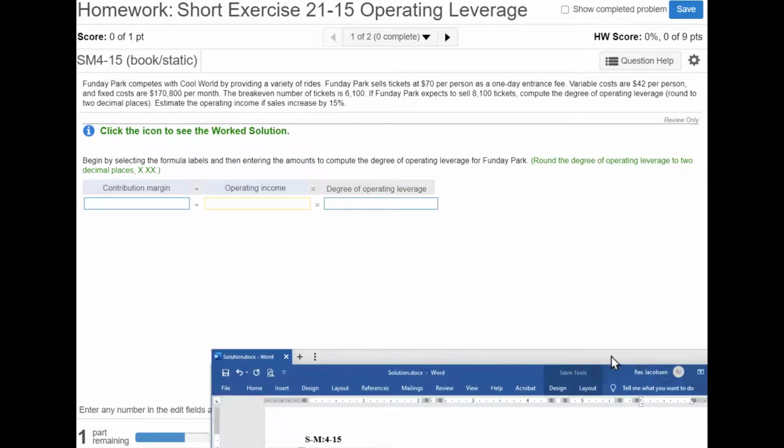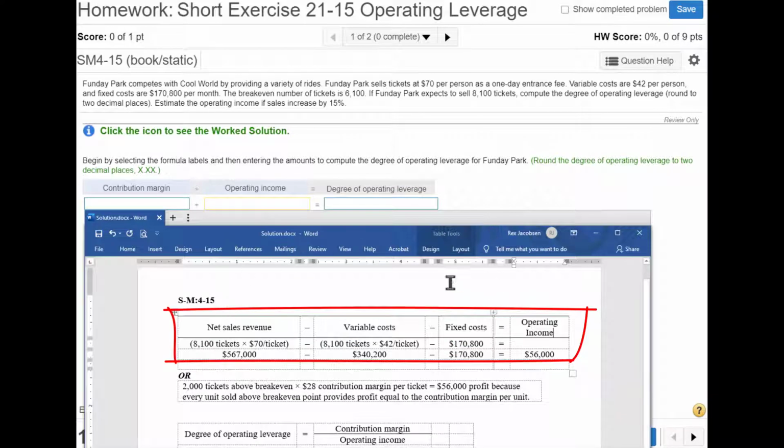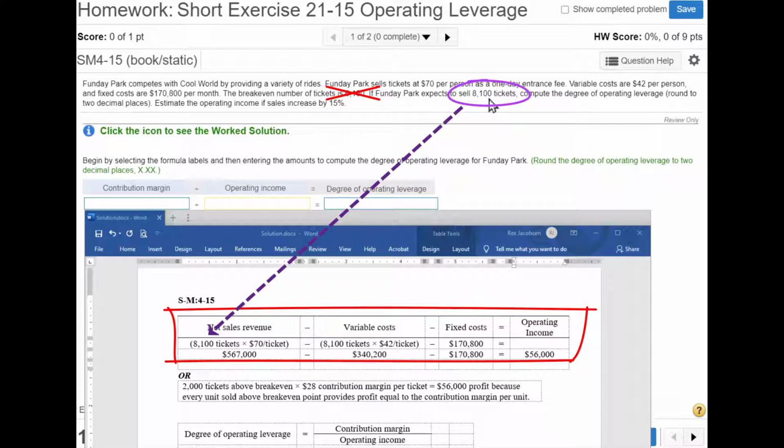To calculate operating income, and this is a screenshot of our solution, you take net sales revenue and subtract both types of costs, variable costs and fixed costs. To calculate net sales revenue, we need the number of tickets they expect to sell. Don't grab this 6,100, that's the break-even number of tickets. We want the number they expect to sell, which is 8,100. The ticket price is $70 per person. So 8,100 tickets times $70 per ticket gives us net sales revenue of $567,000.